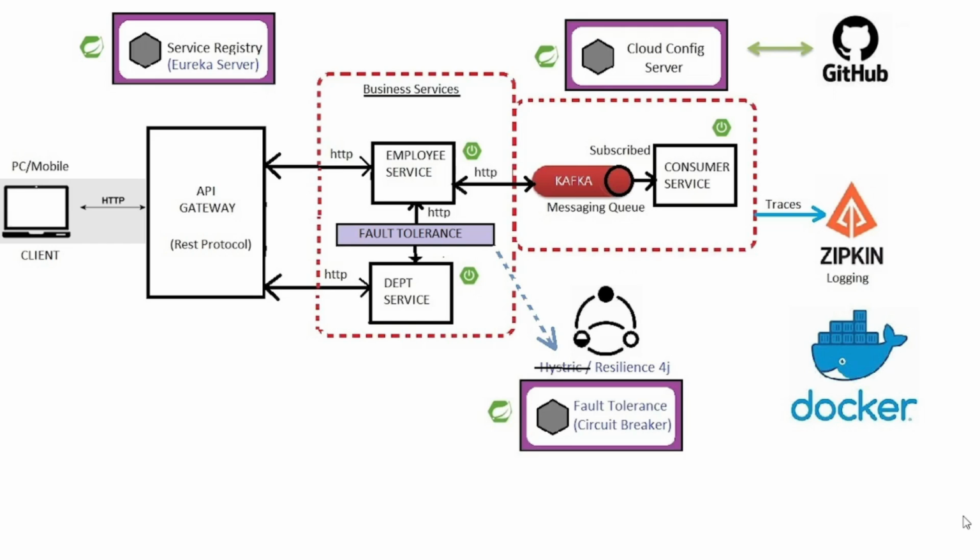If you have more microservices and they are depending on each other, you can configure circuit breakers in the middle. I hope you understood fault tolerance, circuit breaker, and Resilience4J.